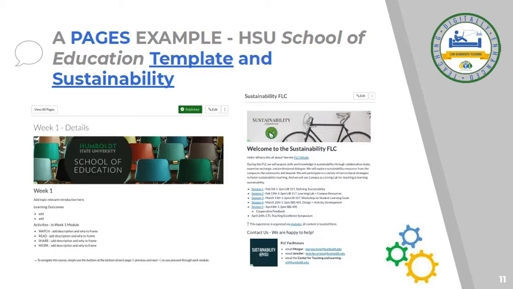going on that week. The Sustainability FLC, on the right-hand side, reflects a home page that leads students into pages designated for all 5 of the sessions. Each session page clearly states, much like the weekly page, what a student can expect during that course session.